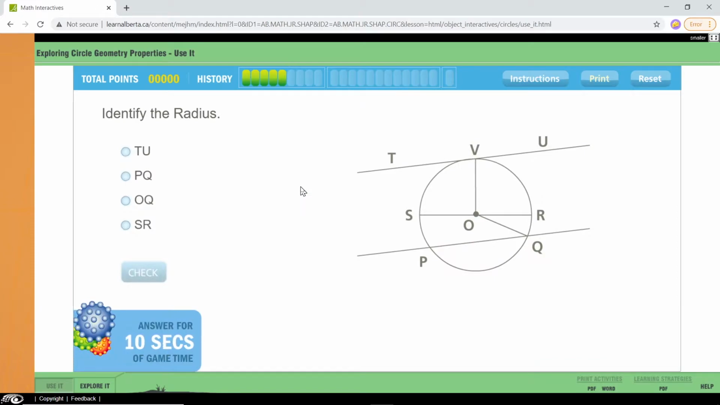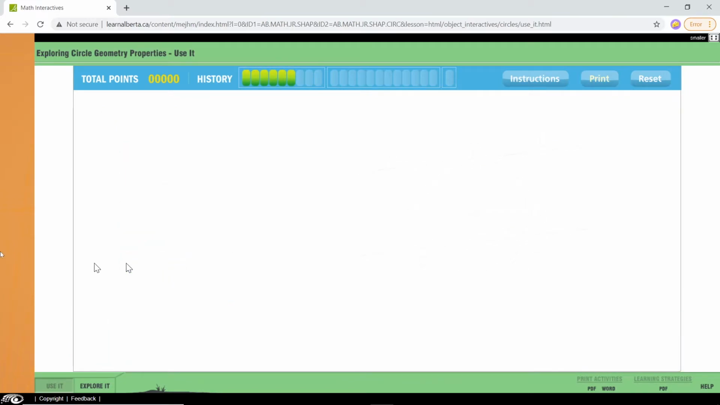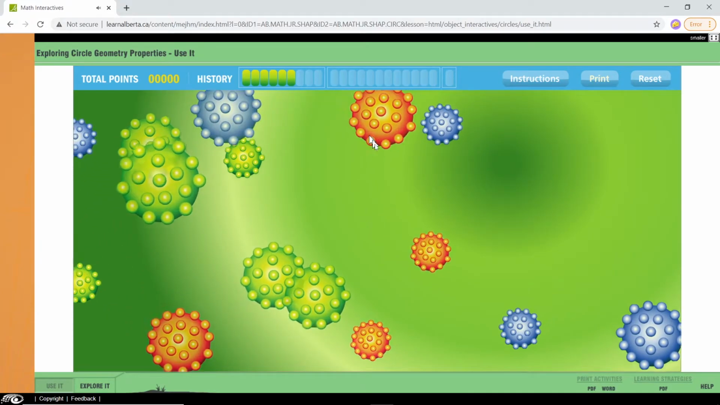Okay, identify the radius. As you can see from the figure, there are a lot of radii: O to V, O to S, O to R, O to Q. But we look at the answer choices given. TU, no. PQ is not a radius, but OQ is a radius. SR is a diameter, so the answer is OQ. Alright, let's continue. Just another question.